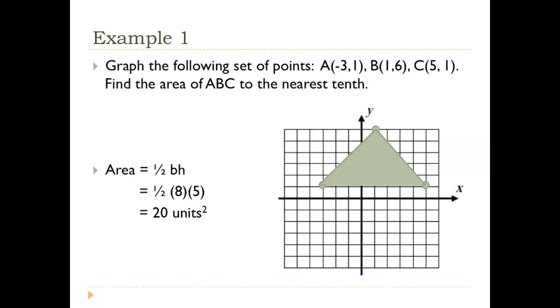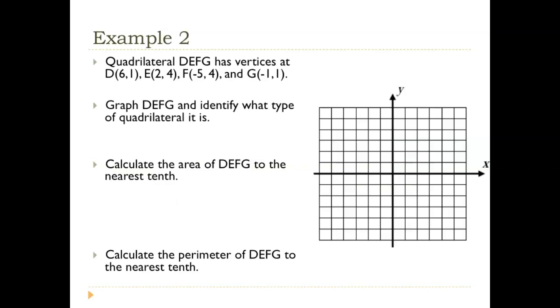All right, let's look at example 2. Quadrilateral DEFG has vertices at (6, 1), (2, 4), (-5, 4), and (-1, 1). Graph DEFG and identify what type of quadrilateral it is. So let's go ahead and start by graphing. So we have (6, 1), (2, 4), (-5, 4), and (-1, 1).